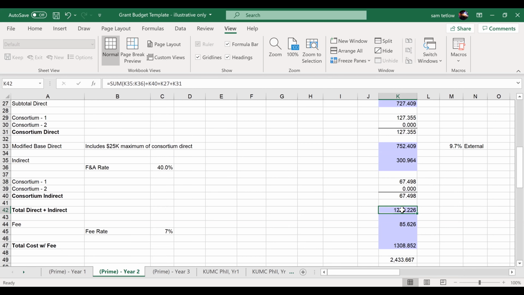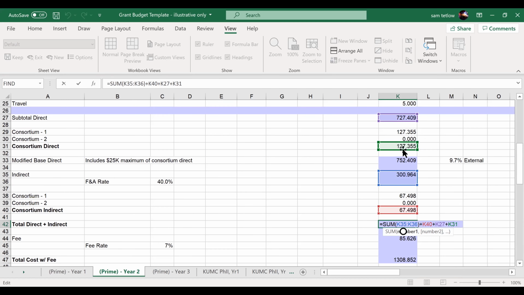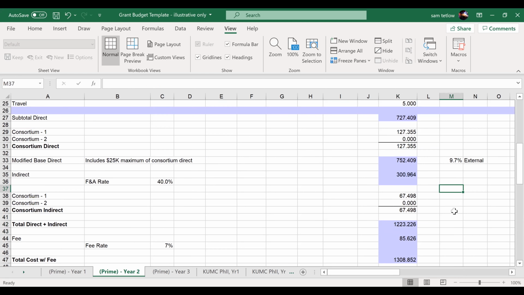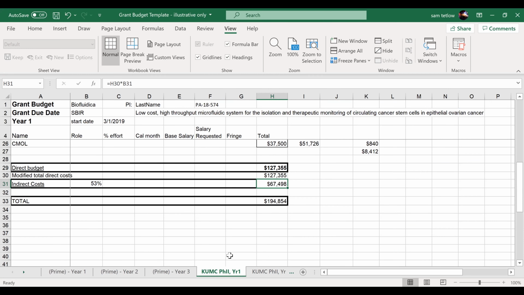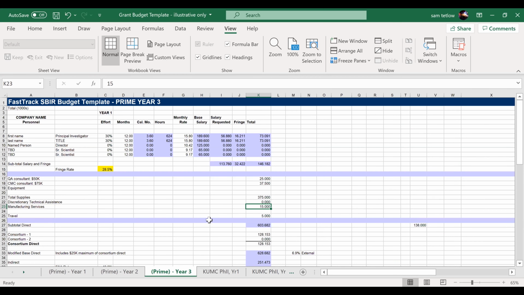This obviously gets added in, as we saw before. You see direct, direct, indirect, indirect. So that's how the subaward portion integrates into your total roll-up project, and then for the subaward to KUMC in this case, you can see the individual years and totals therein. So that's the lay of the land as it relates to a budget.